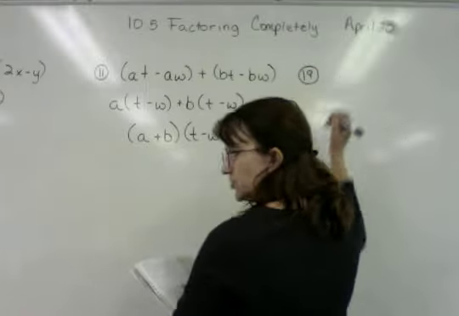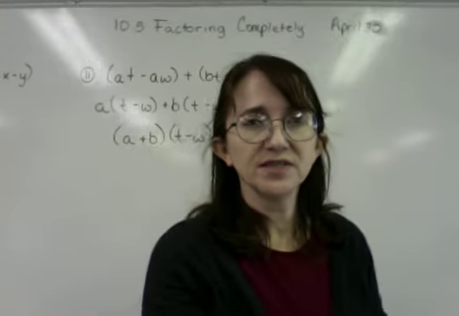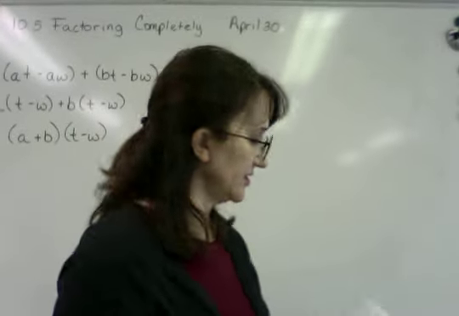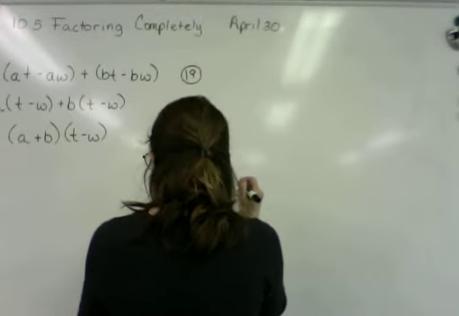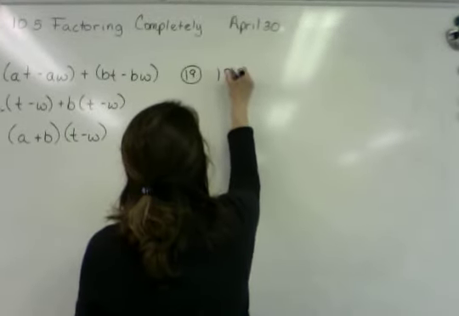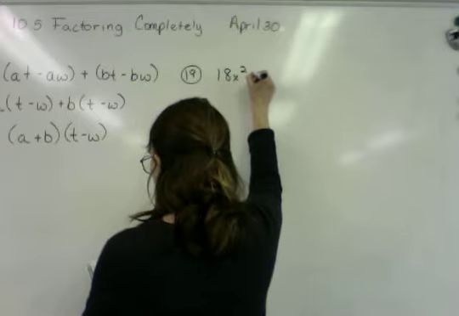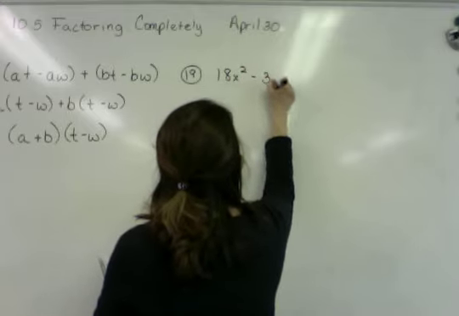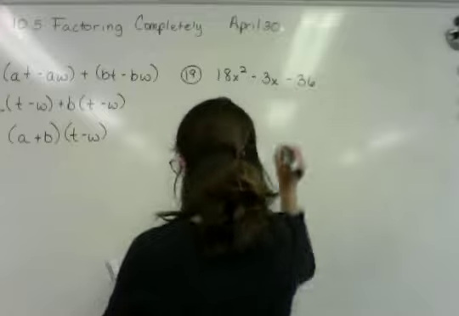So 19 looks like this. I'm not sure if you can see me or not. I'm going to move her down just a little. 19 looks like 18x squared minus 3x minus 36.